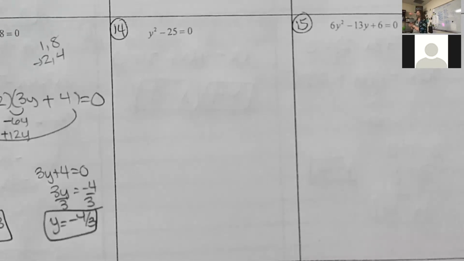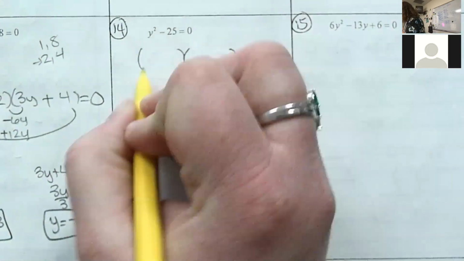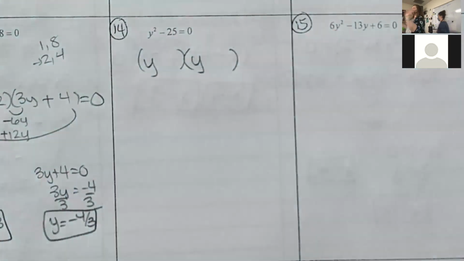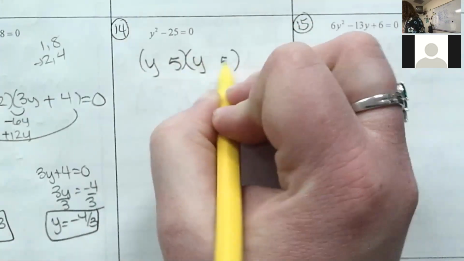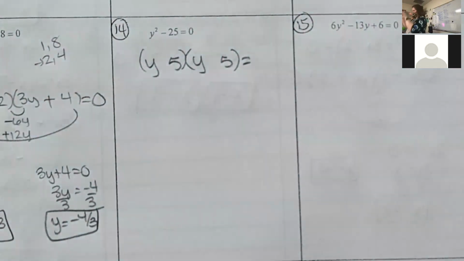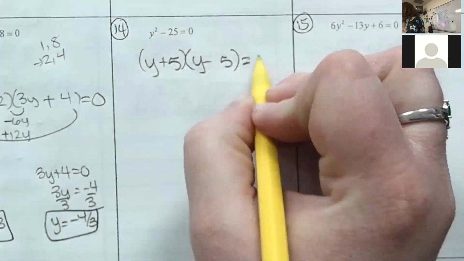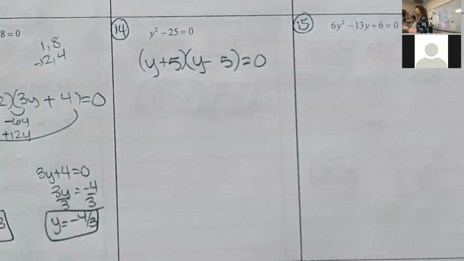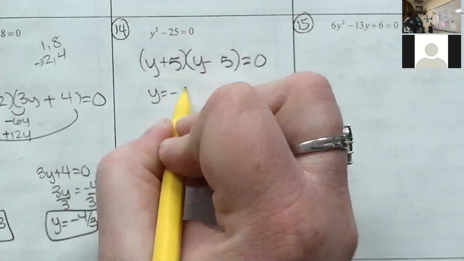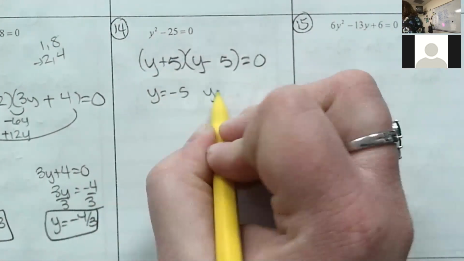Okay, 14. I think we're doing quadratic. Do you think we should? We could. No, there's a square root for 25. Yeah, there's a square for 25. And is there a minus sign in between? Yeah. Oh my goodness, it's a difference of squares? All right, let's do it. Y and Y. 5 and 5. What are my signs when I have difference of squares? Plus and minus. Okay, what are my 2 answers? -5 and +5.